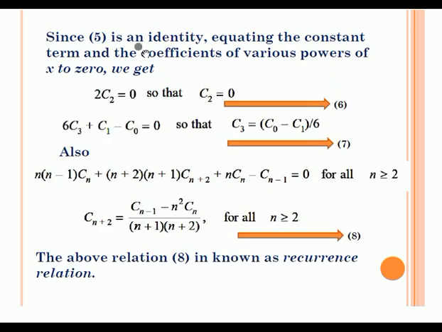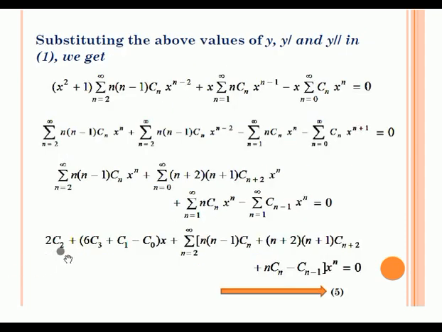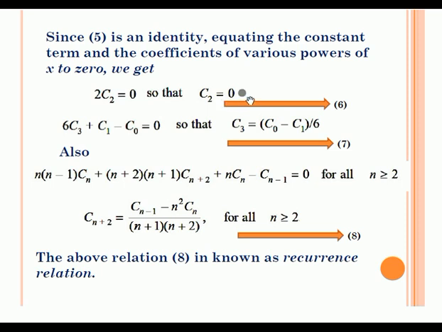So I said already, by the identity, we equate the constant term and the coefficients of the various powers to 0, because the right hand side is 0. So on the left hand side each and every term will become 0. The first term is the constant term, that is 2c2, and it will become 0. I have written here that 2c2 will become 0, that means c2 will be 0.